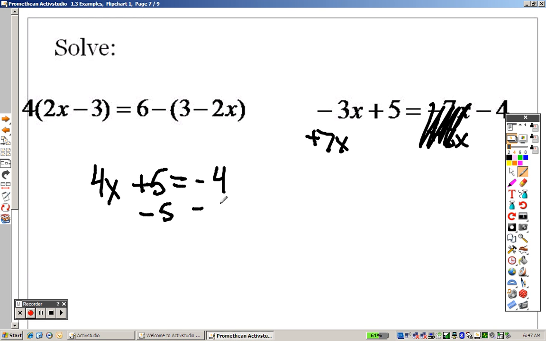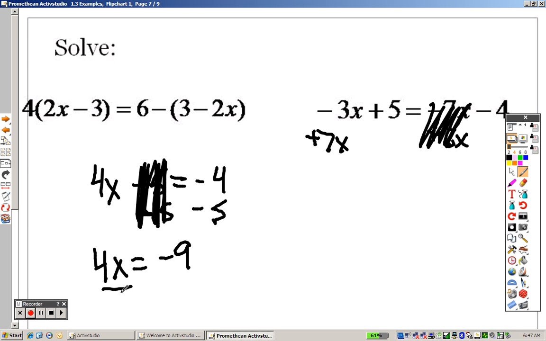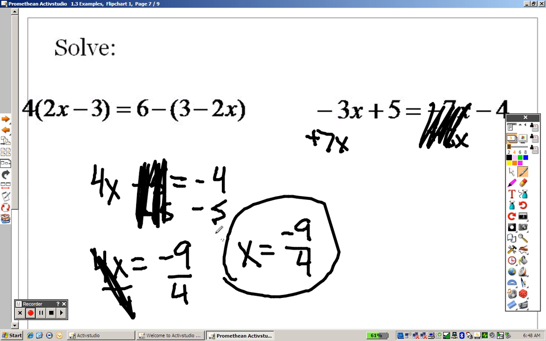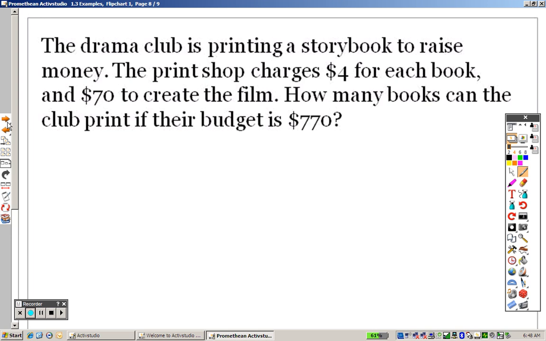I subtract 5 on both sides because I'm trying to move all my numbers over now, and that was a positive 5. 4x equals negative 9. Divide both sides by 4. So I get x equals negative 9 over 4, and nothing can be taken out of those.